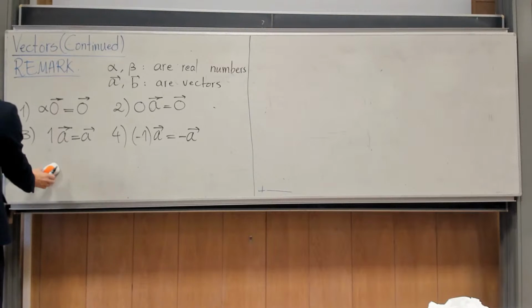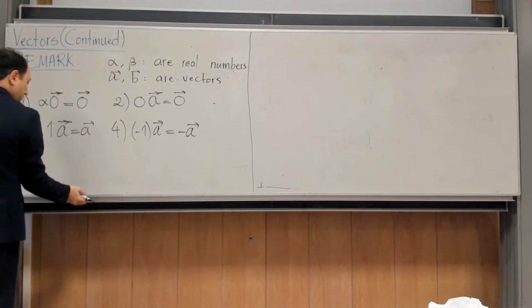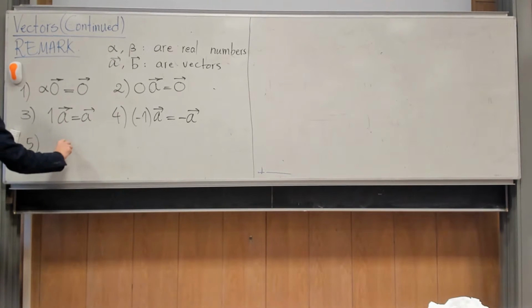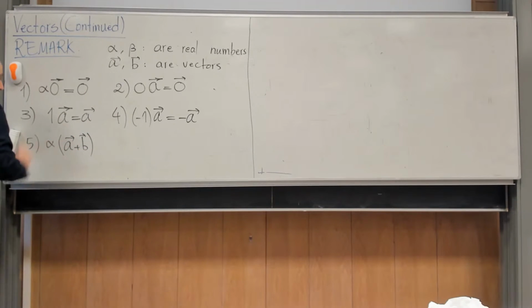So number 5, what will happen, do you think, if I add two vectors and then multiply a number to it?